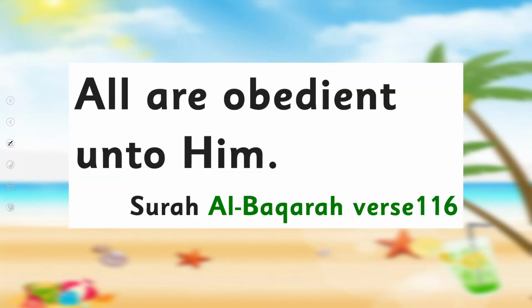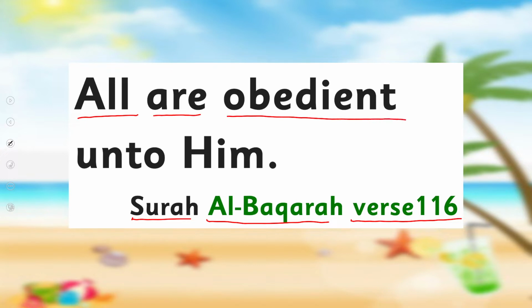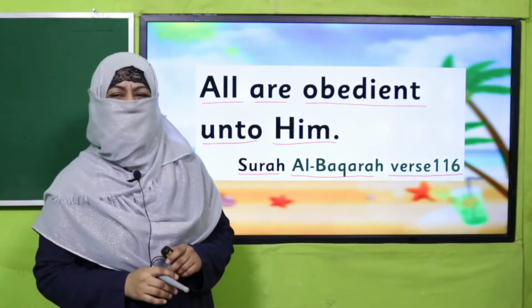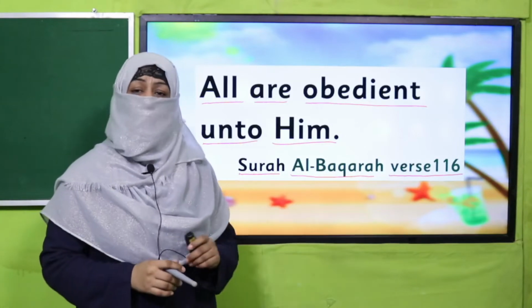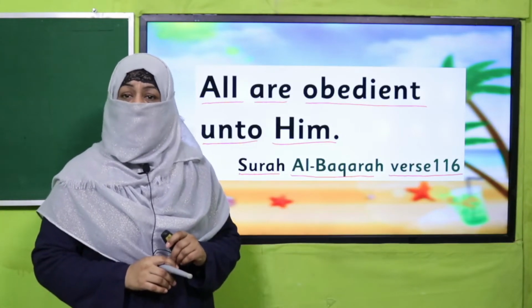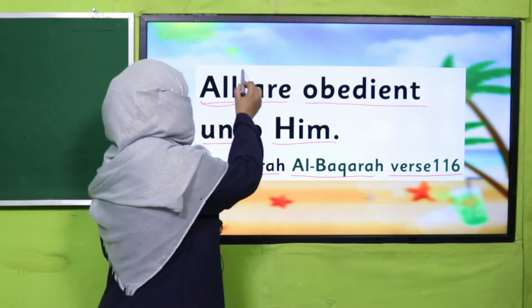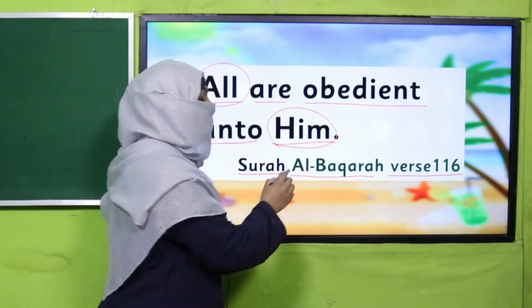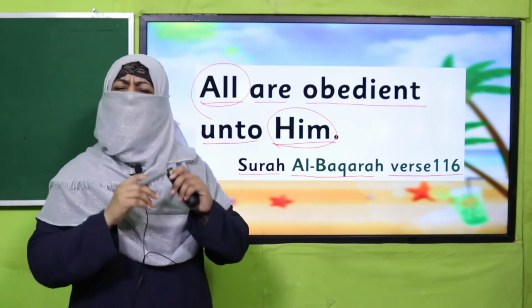Let's start with the name of Allah subhanahu wa ta'ala. Allah mentions in Quran, Surah Al-Baqarah, verse 116, all are obedient unto him. Allahu Akbar. Yes, my dear children, what does this beautiful verse tell us? All are obedient to him. To whom? Allah subhanahu wa ta'ala. And what does all mean? Everything.